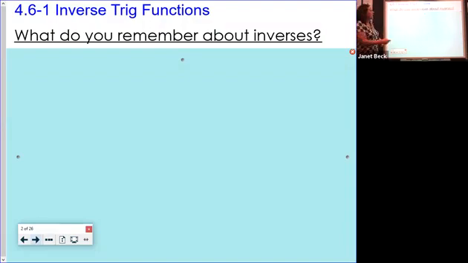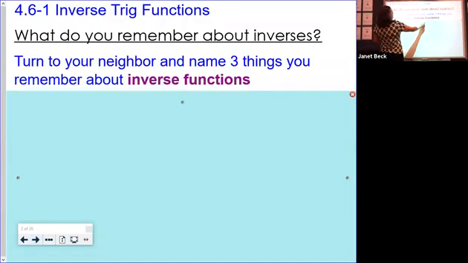If you're live in class, I would ask you now to turn to your neighbor and name 3 things you remember about inverse functions. So all of you, go to your window and yell out into the wide world to your neighbors 3 things you remember about inverse functions. No, don't do that, or the police are going to be called, because everyone thinks that you've all gone nuts. But let's see, what can you remember about inverse functions?